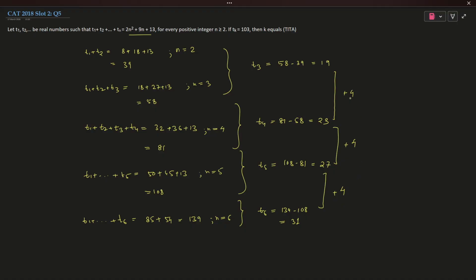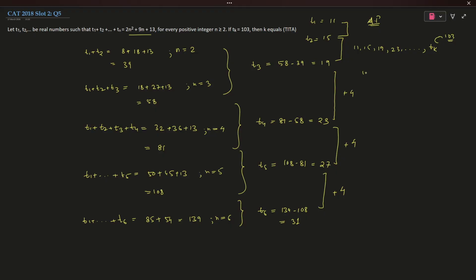Okay, guys, see, the difference is clear, right? Every subsequent term is increasing by 4. That means T2 will be 19 minus 4, so it will be 15. And T1 will be 15 minus 4, which is 11. So this is basically an AP: 11, 15, 19, 23, dot dot dot. It will go on. Tk is given as 103.